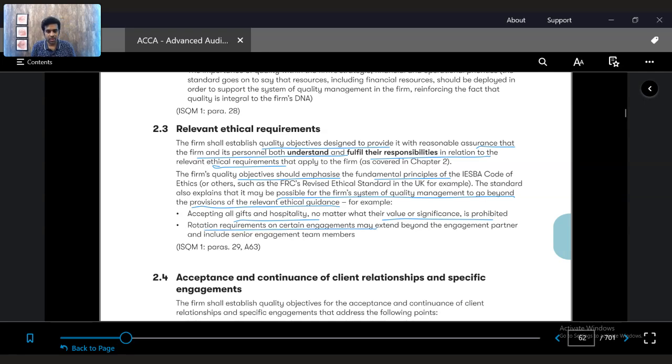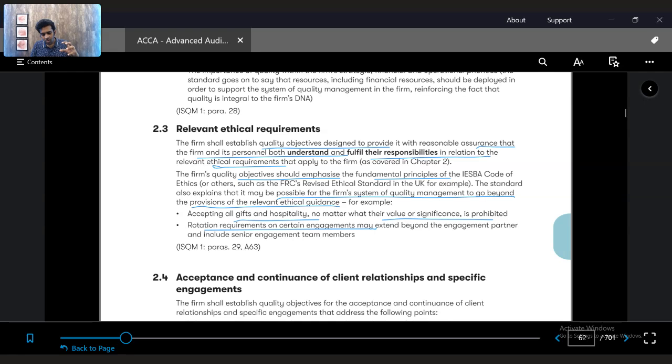Rotation requirements, like even though we say that, in the threats to independence, for familiarity, you are rotating the partner after 7 years. Now there could be cases where within the firm, to enhance the quality, they will say after 5 years we'll rotate the partner, or senior managers after 5 years will rotate the partner. So they might extend not just to the partner but to the team as well. So if the team has audited a client for 5 years, we will rotate the partner and rotate the team members. That could be considered as fulfilling the ethical requirements.